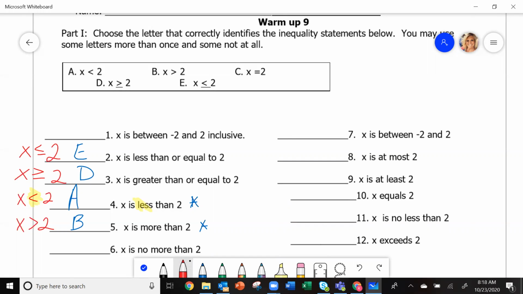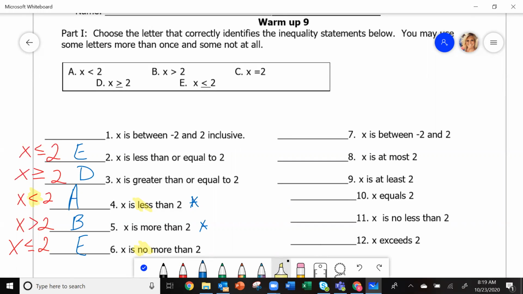All right, now these down here are going to be some that are going to confuse you. It says X is no more than. Okay, see where it has the no? The no more than, that means it's opposite than more than. So if it's no more than, it can be 2 or fewer, 2 or smaller. So that's going to be X is less than or equal to 2. That's going to be E. No more than means you can go up to 2, but you can't go more than 2.